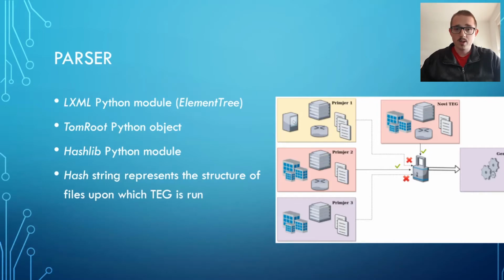What's different is that the HASHLIB Python module is used and a hash is created, which represents the structure of files upon which TAG is run. Now, this illustration here shows that when the TAG is run, there is a new hash created. This is paired to the hash stored in the database file from the last time the TAG was run. And if they are identical, if they match, then the work of the TAG is skipped directly into generator, meaning all the data is collected from the storage, it's not parsed again, it's verified to be the same.